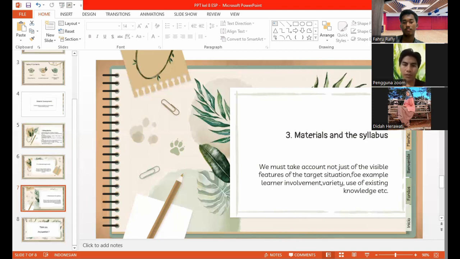The structural syllabus introduces one item at a time and requires mastery of the item before moving on to the next. And then the functional syllabus, in which the input is selected and graded according to the communicative functions such as requesting, complaining, suggesting, and agreeing that language learners need to perform at the end of the language program. Maybe that is enough from me. Thank you.